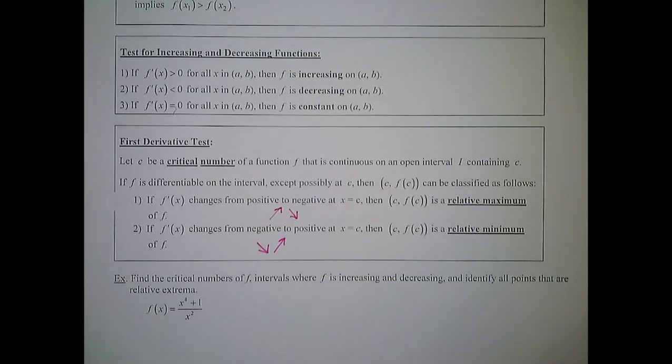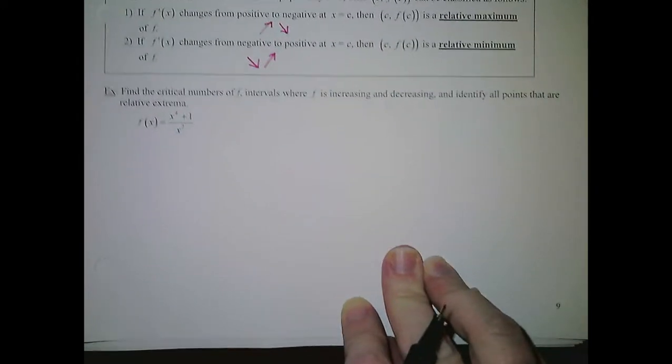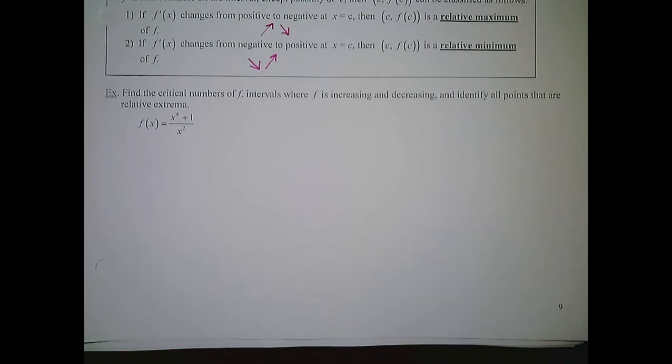So let's take a look at how we can apply this to a specific function. We're going to find the critical numbers of f, the intervals where f is increasing and decreasing, and then we're going to use that to identify all points that are relative extrema.